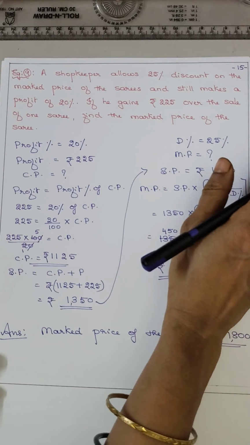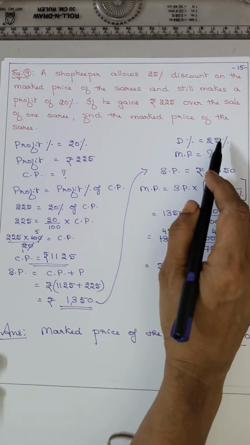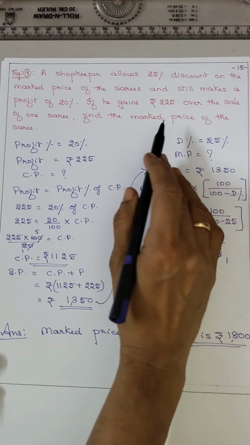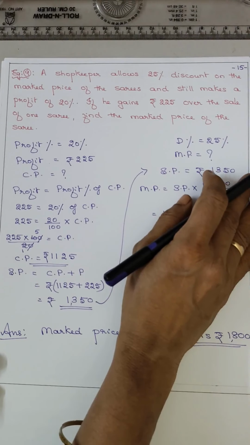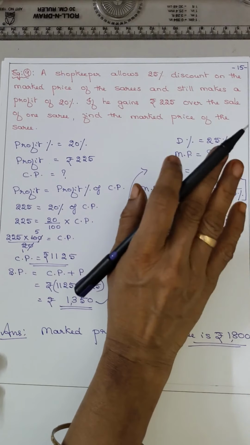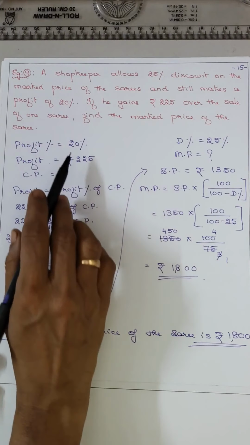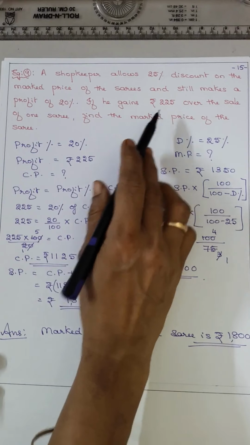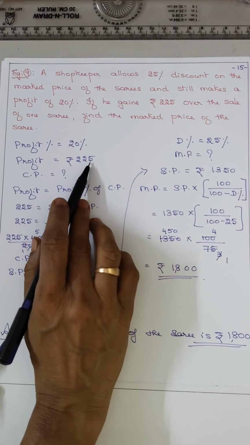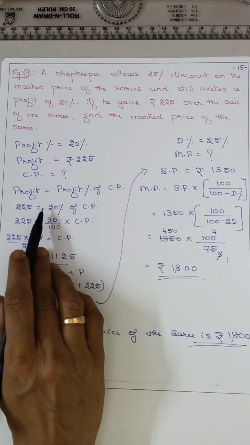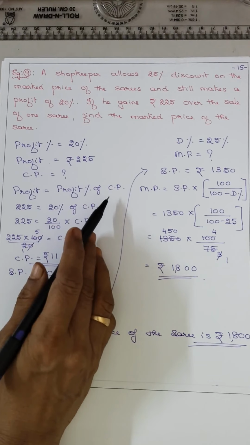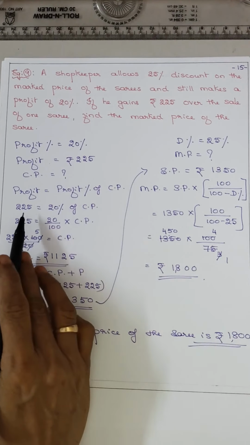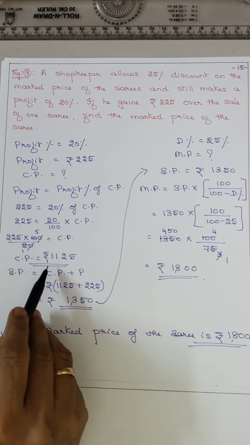क्वेश्चन ठीक से पढ़ो. 25% डिस्काउंट दिया है और मार्क प्राइस फाइंड आउट करने को बोले हैं. SP नहीं दिए हैं और CP भी नहीं दिए हैं. प्रॉफिट परसेंट 20% दिए हैं और प्रॉफिट गेन मतलब प्रॉफिट 225 दिया है. सो फर्स्ट CP फाइंड आउट करो. कैसे? प्रॉफिट इज इक्वल टू प्रॉफिट परसेंट ऑफ CP. सो वैल्यूज डालो और CP फाइंड आउट करो.